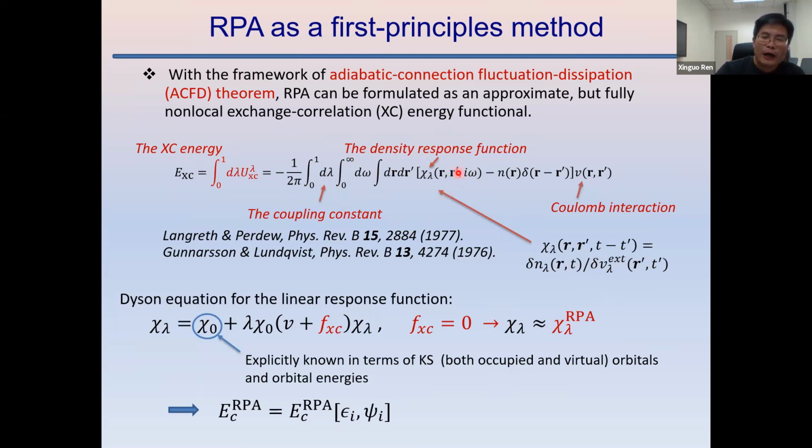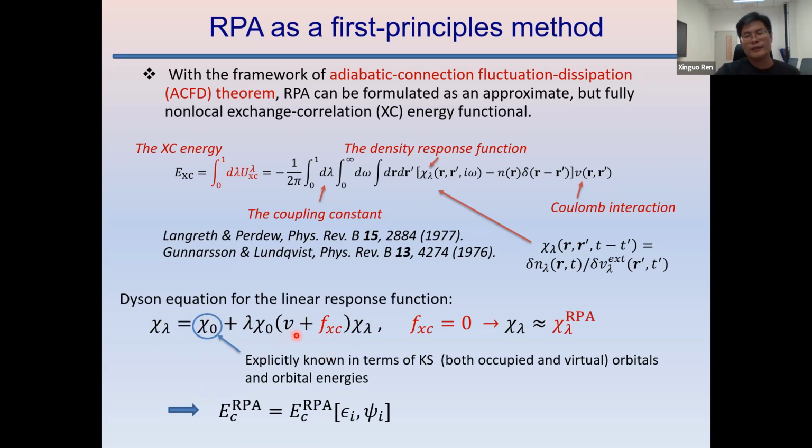So now one can imagine making an approximation for this density response function, and this approximation will translate to an approximation of the exchange correlation energy. So how to make an approximation to this response function? In fact, this response function satisfies a Dyson equation. This Dyson equation links to this K0, the response function of the Kohn-Sham system, also with lambda equals 0. So it links to this K0 and this K lambda.